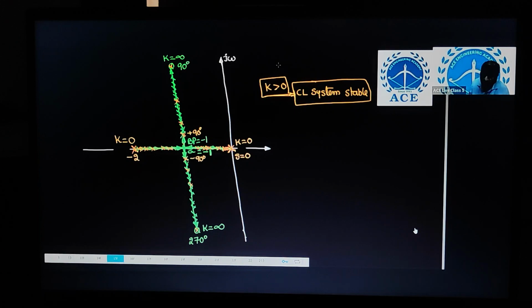Right, next one. Clear? Right, very good. Next, what are the different natures the system is having? Anybody? What are the different natures the system is having?